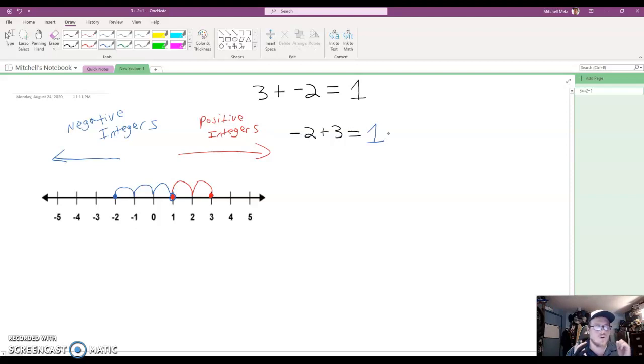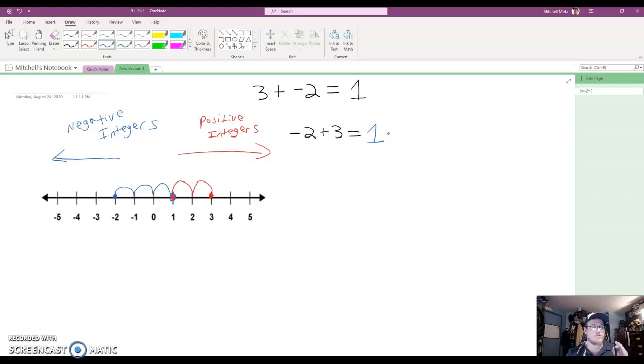So this works with any other way you want to add integers. It works every way. It doesn't matter which place you start, as long as you start in the right place. But this works for all of them, especially even if you're adding 2 negatives or if you're adding 2 positives. And I'm going to show you that in the next video.